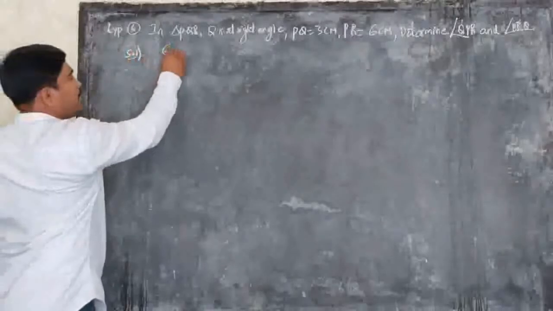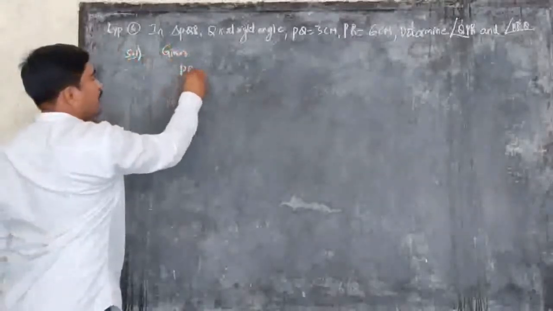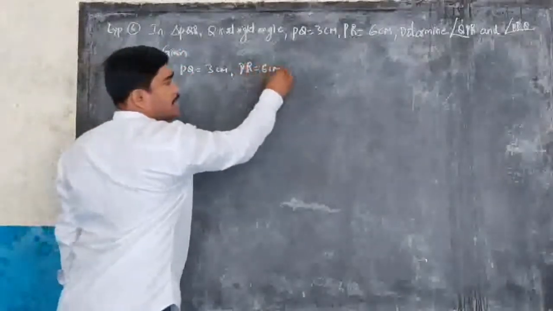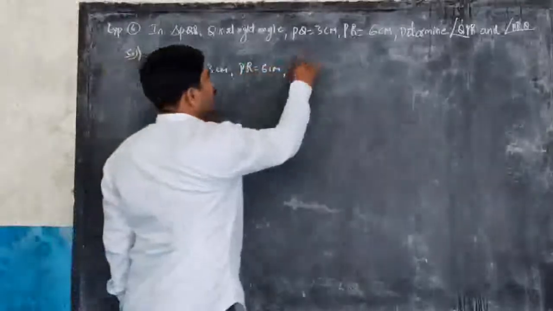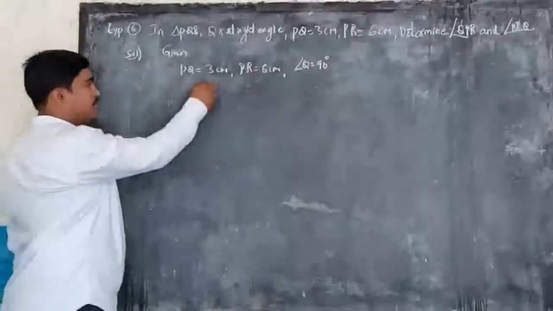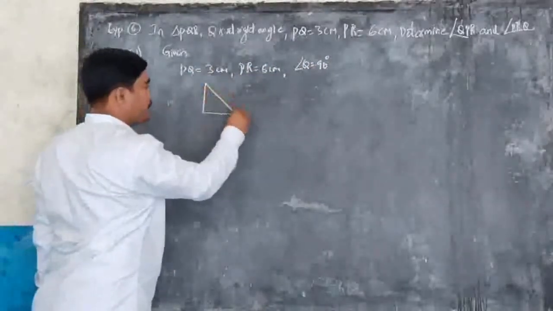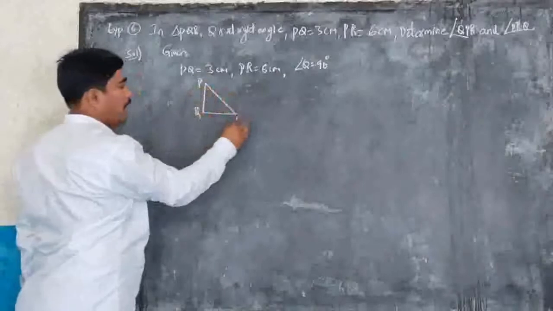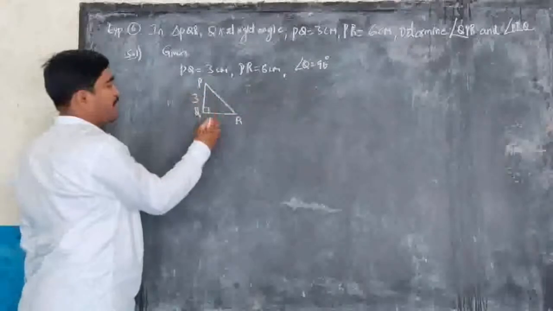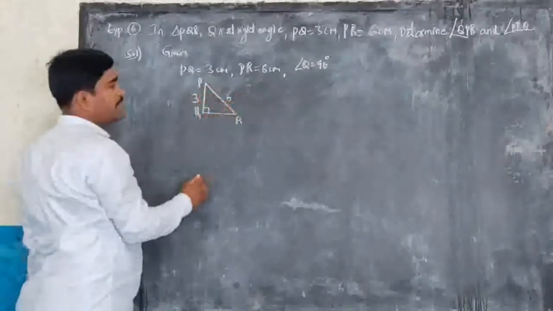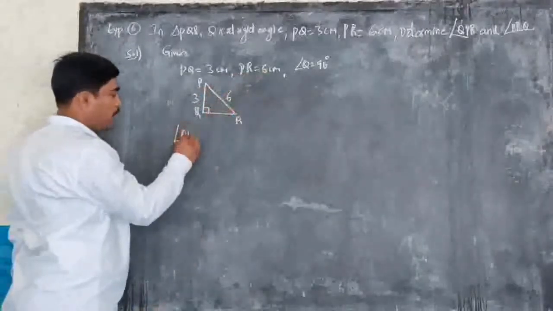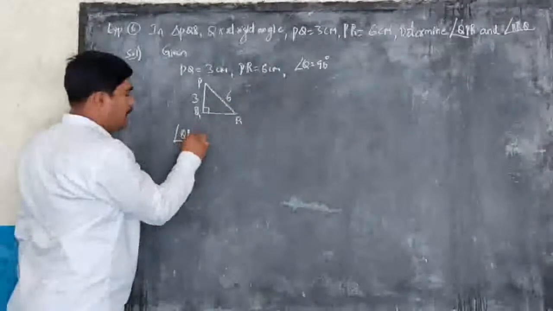First, in the solution, what is given here? PQ is equal to 3 cm, PR is equal to 6 cm, and angle Q is equal to 90 degrees. These three things are given. So first we'll consider a right angle triangle PQR, with the right angle at Q. Now PQ is given as 3 and PR is given as 6, and we are asked to determine angle QPR.